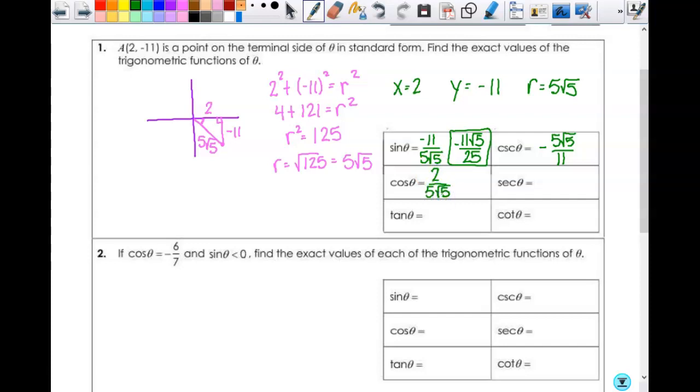Watch your signs here, right? And so here again, adjacent over hypotenuse is the same thing. Then I rationalize. So I get 2√5 over 25.